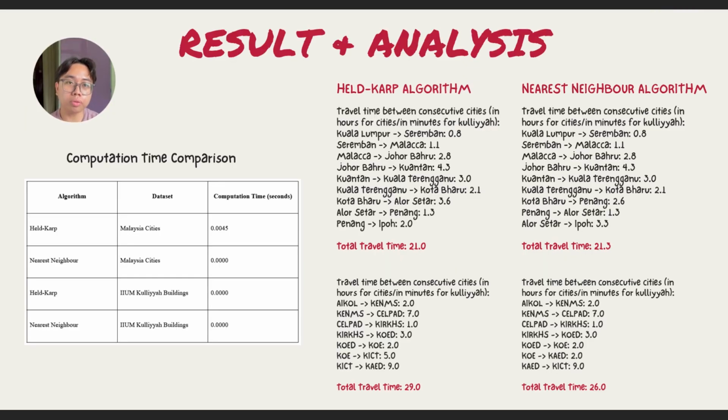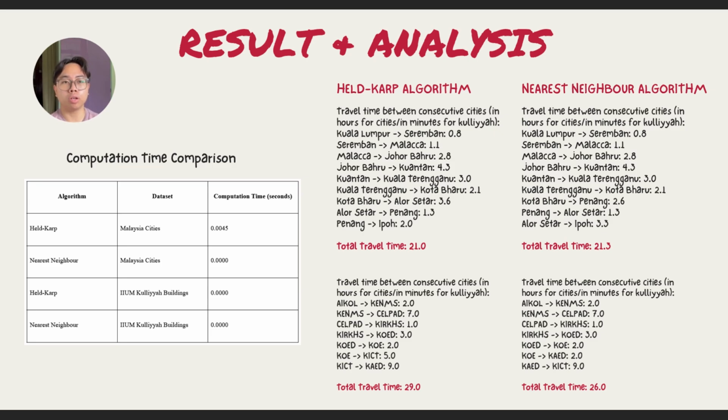Okay, so now we move to the last part of the results and analysis. The first one is computation time and comparison. For the Held-Karp algorithm using the Malaysia cities dataset, the computation time is 0.0045 seconds, while the other three, which are nearest neighbor for Malaysia cities, Held-Karp for the IIUM kuliah buildings, and nearest neighbor using the IIUM kuliah buildings dataset, are 0.00 seconds.